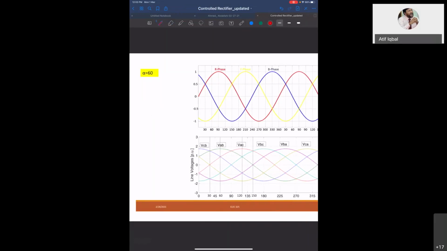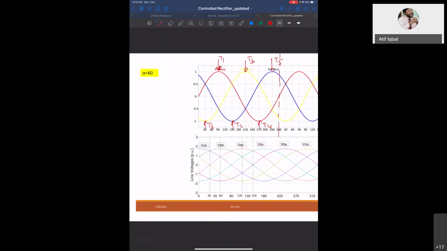60 degrees from where? Let us mark. This is my 60 degree point. T1, T3, T5, T2, T4, and T6 will be here. This is your end of cycle.